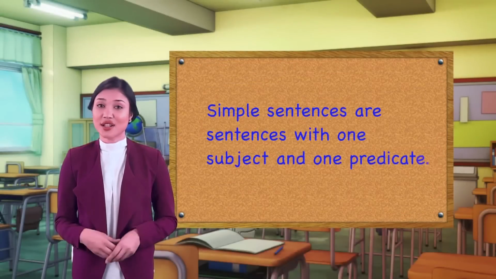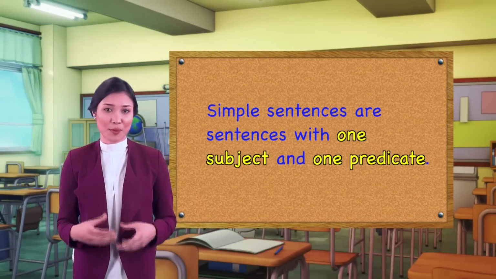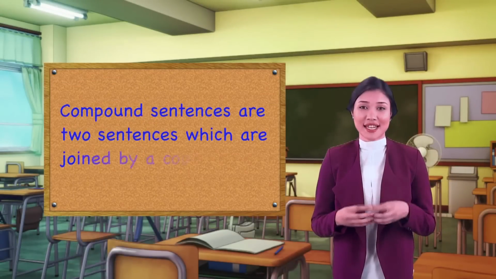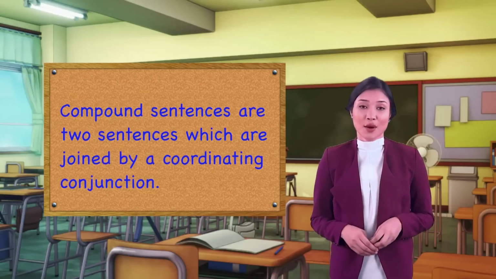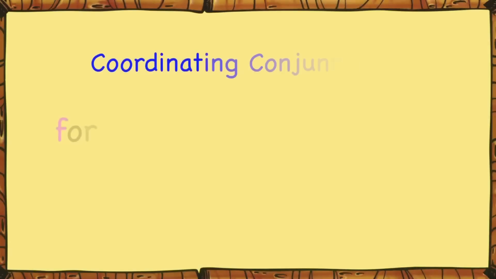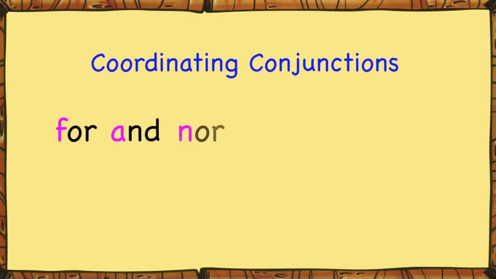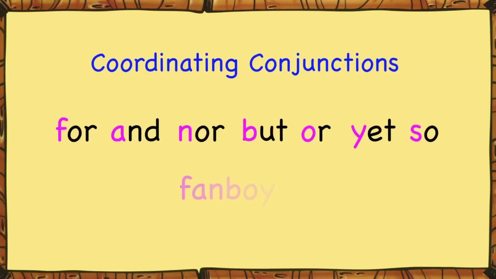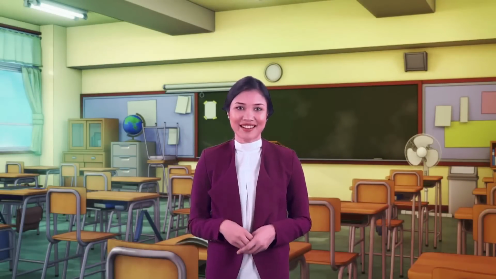Simple sentences are sentences with one subject and one predicate. Compound sentences are 2 sentences which are joined by a coordinating conjunction. Coordinating conjunctions are words such as for, and, nor, but, or, yet, and so. Use the mnemonic FANBOYS to remember. If you are very advanced and you can write complex sentences, that's even better.